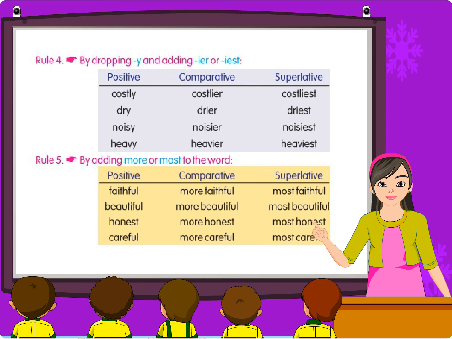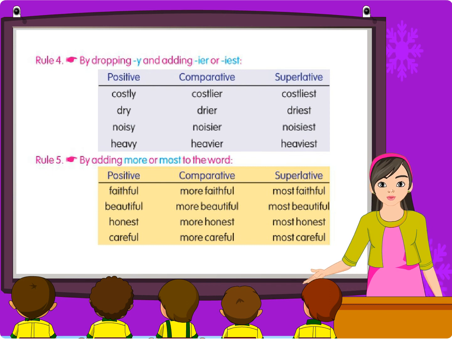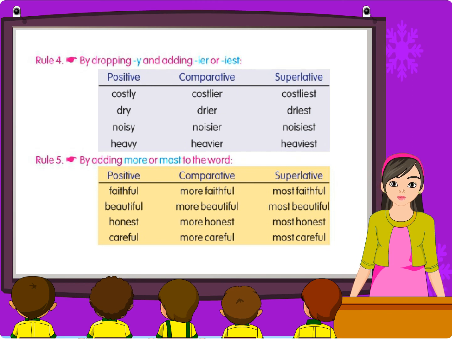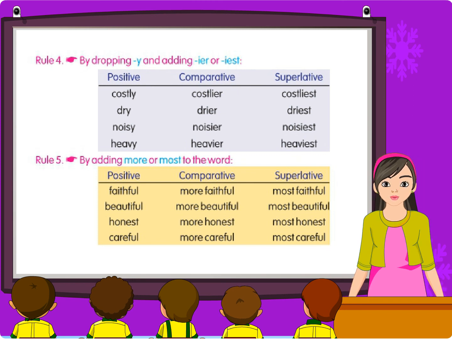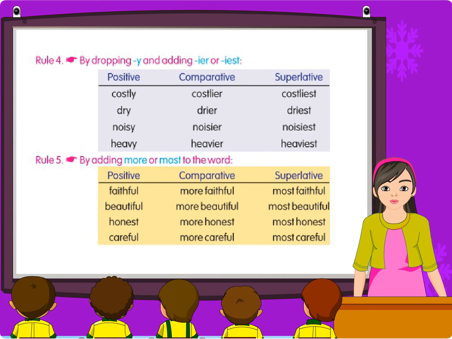Rule 5. By adding more or most to the word. Positive, comparative, superlative. Faithful, more faithful, most faithful. Beautiful, more beautiful, most beautiful. Honest, more honest, most honest. Careful, more careful, most careful.